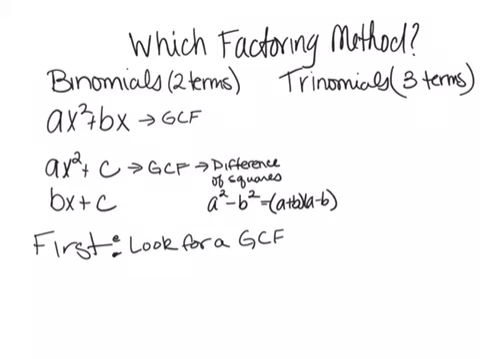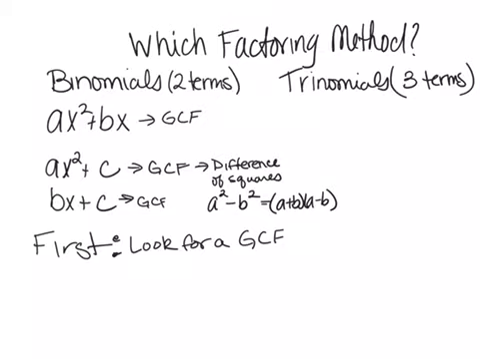So you look for the GCF first no matter what, and then if it's in the bx plus c form, it is also a GCF problem. So definitely for binomials, the first thing you should look for is a GCF. If you can take that out, you do so. If you can't take that out, are you looking at a difference of squares? The first number has to be a perfect square and the second number has to be a perfect square.